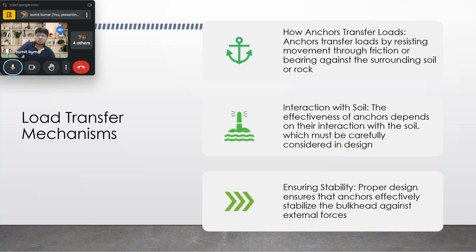When we talk about the load transfer mechanism, the anchor transfers the load by resisting movement through the friction or the bearing against the surrounding soil or the rock. The effectiveness of the anchor depends on its interaction with the soil, which must be carefully considered in the design. When we talk about ensuring stability, the proper design ensures that the anchor effectively stabilizes the bulkhead against the external forces.